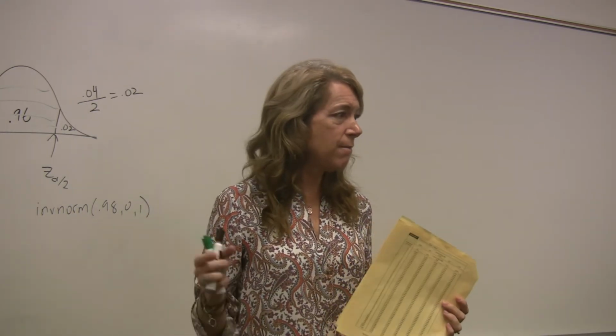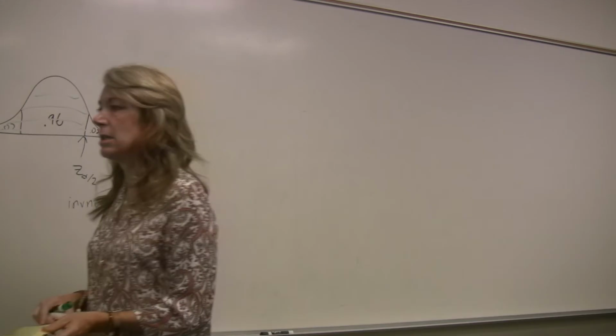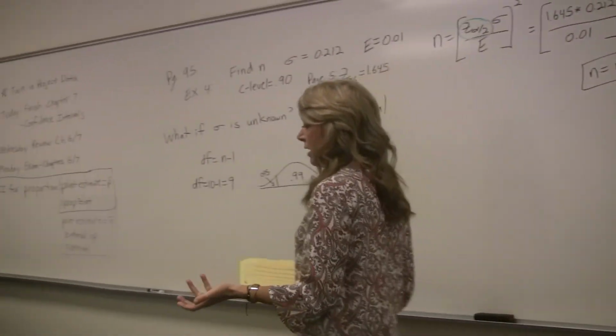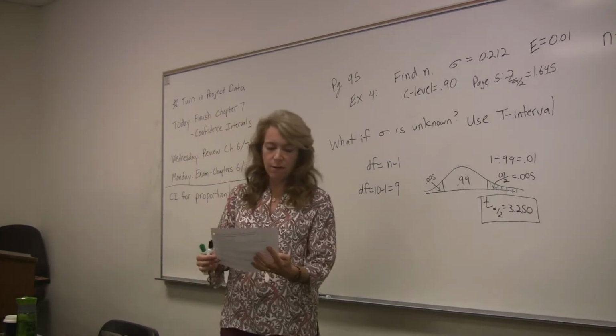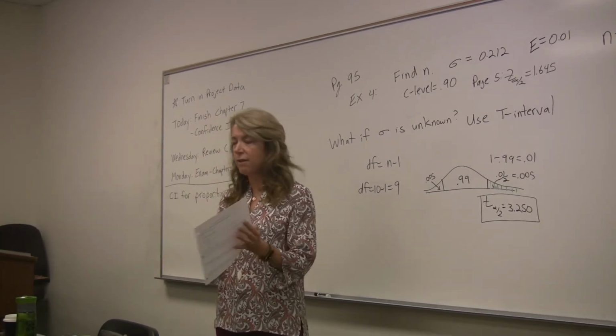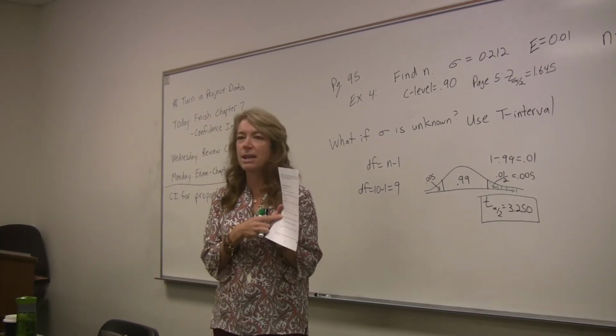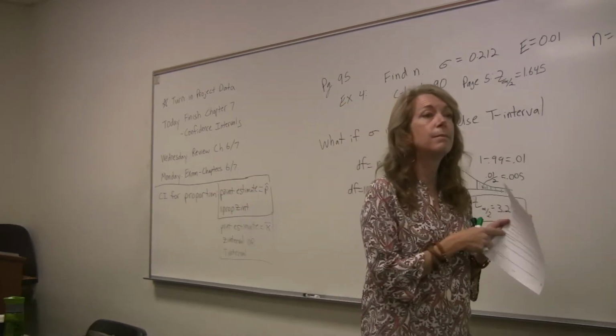Everyone okay where that number came from? All right. So then, if we want to find the confidence interval, if you look right below example 5 there, we've got almost the same thing we just did. But yes, ma'am? I'm confused how you got that number.